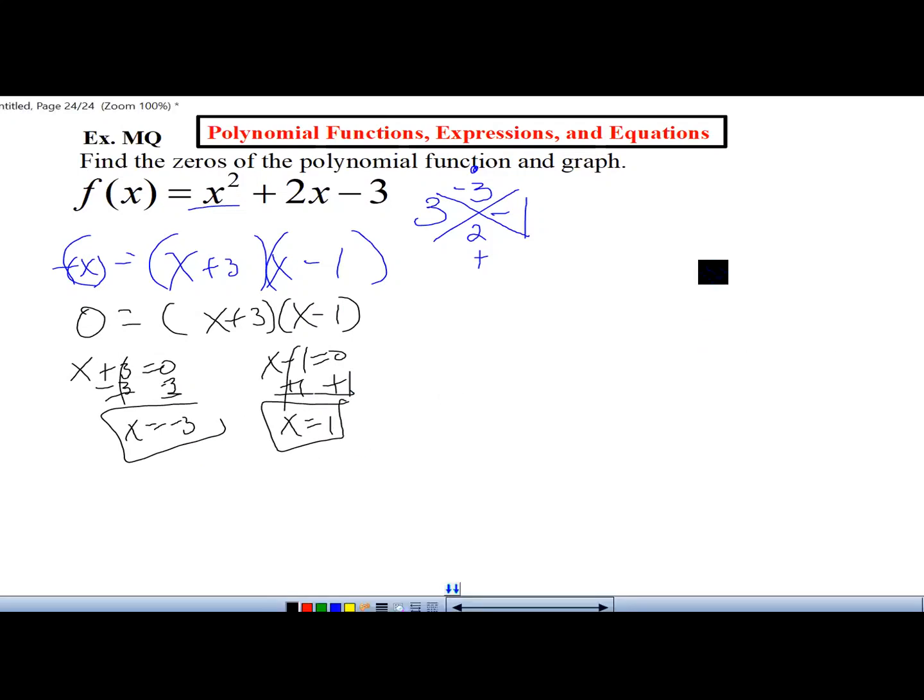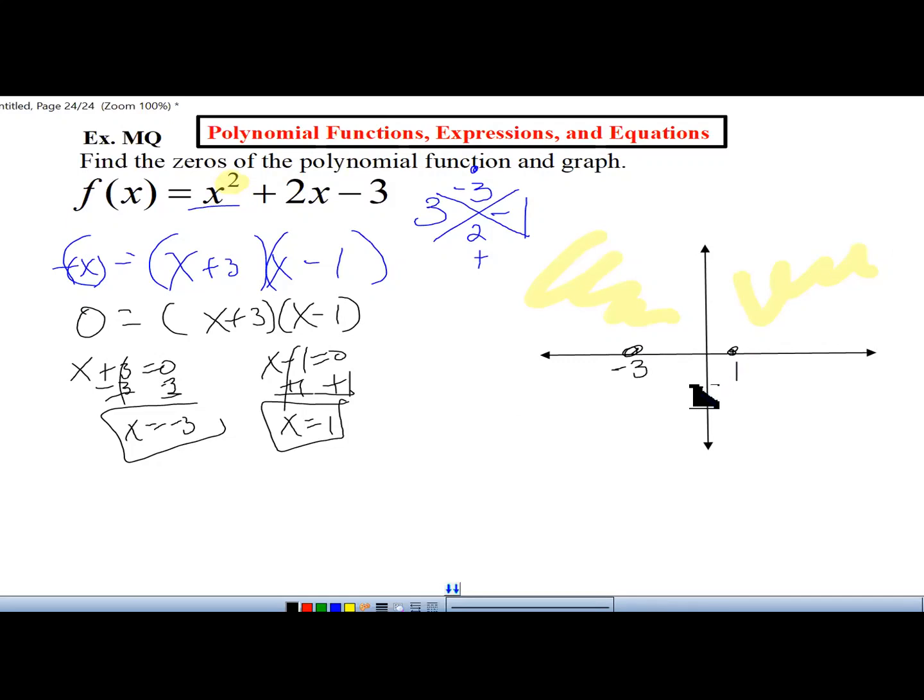And our graph, let's see, where does it start, where does it end? It's an even number exponent, so it starts on quadrant 2 and ends in quadrant 1. So our x-intercepts are negative 3 and positive 1. And what's our y-intercept, everyone? Show me the fingers.